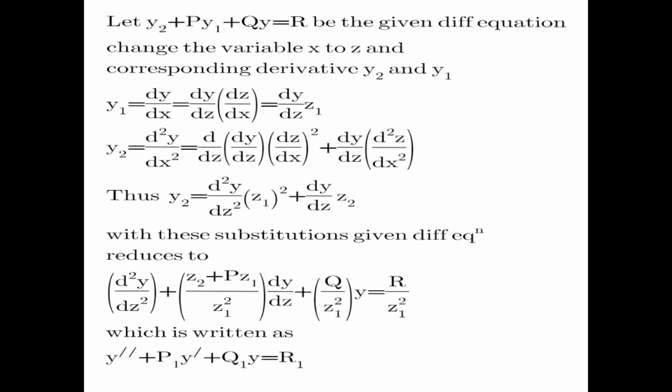So let us consider y2 plus p y1 plus q y is equal to r as the second order linear differential equation with variable coefficients. That is, the coefficient of y1, p, and the coefficient of y, q, are functions of x. The derivatives: y2 is d square y by dx square, y1 is dy by dx, also derivatives with respect to the independent variable x.